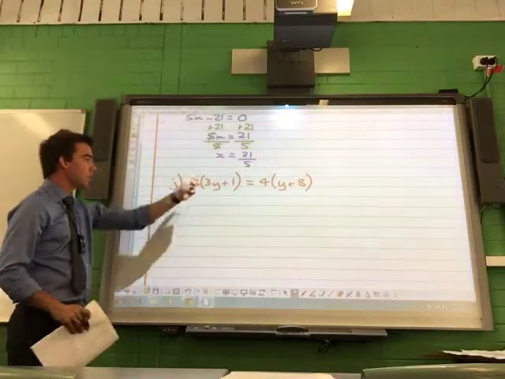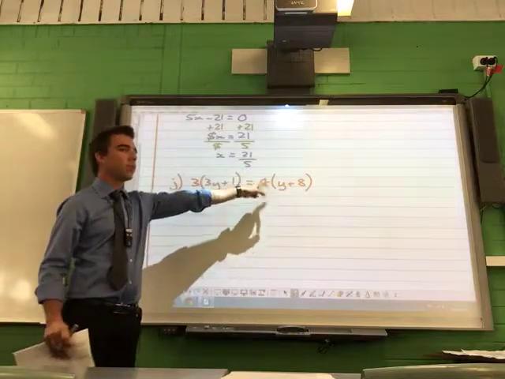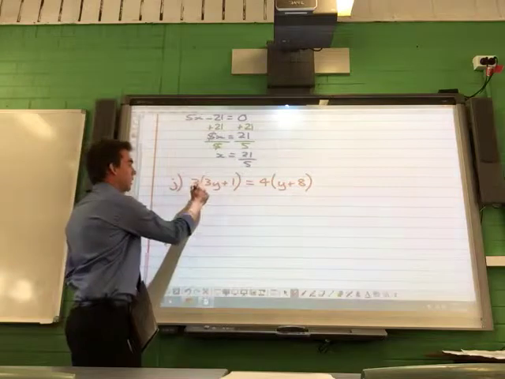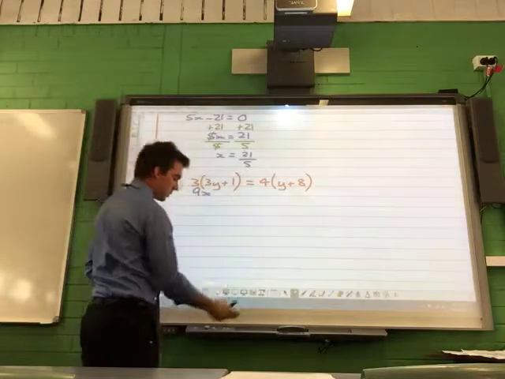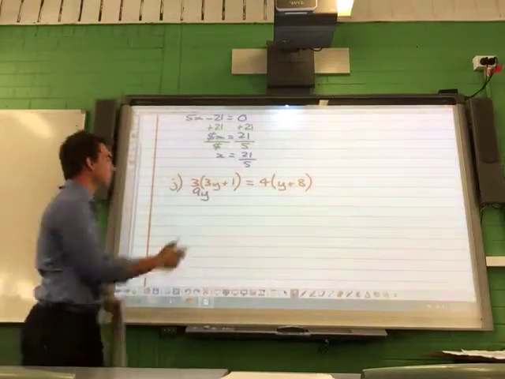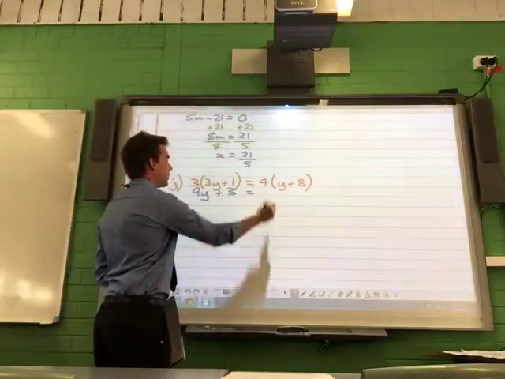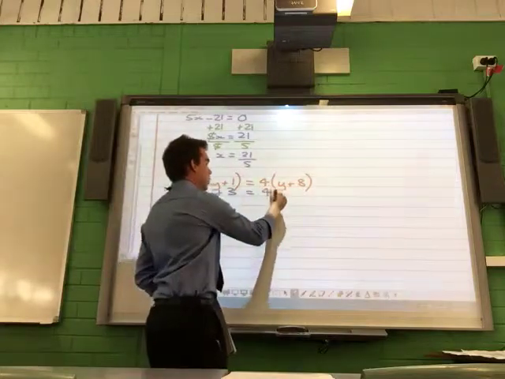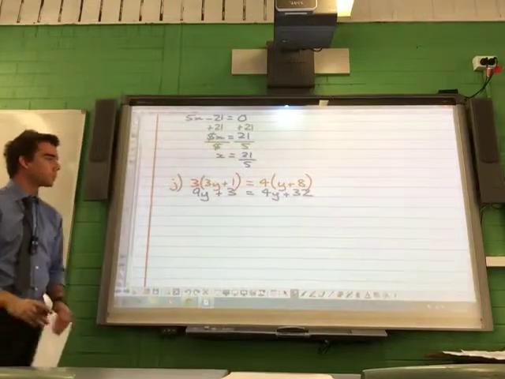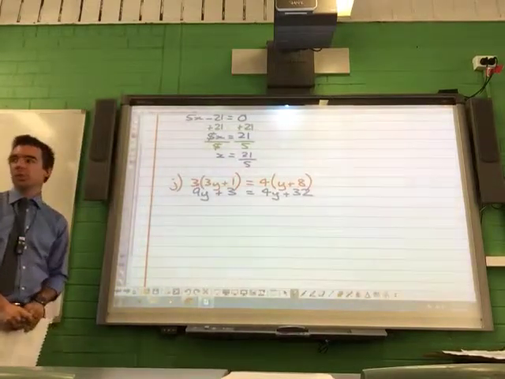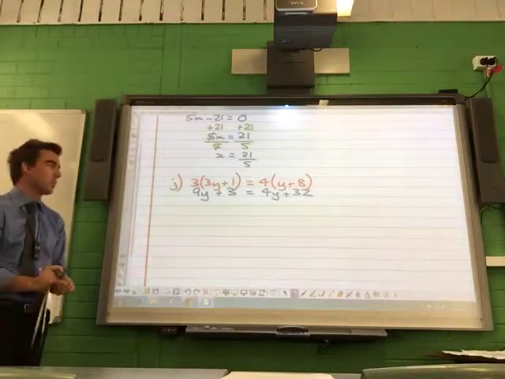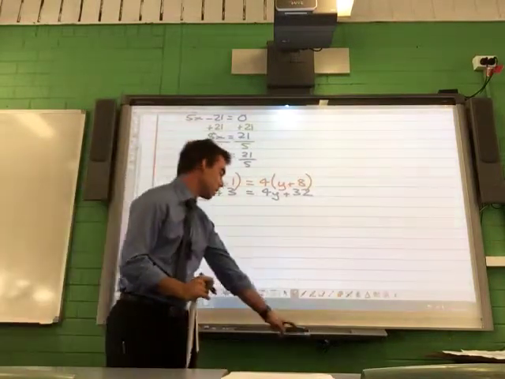Okay, so I'm looking at the numbers out the front. So 3 divided by 4, 4 divided by 3, still going to give me the fraction. So I'm not going to divide first, I'm going to expand. So 9y plus 3 is equal to 4y plus 32. Okay, so expand using my skills from chapter 2. Now I've set it up to a 3-step equation, I can then follow my steps.